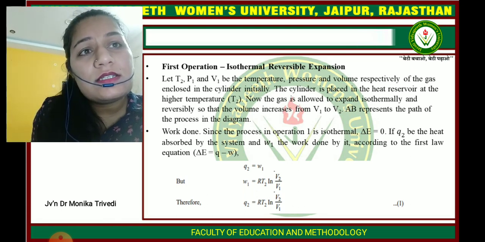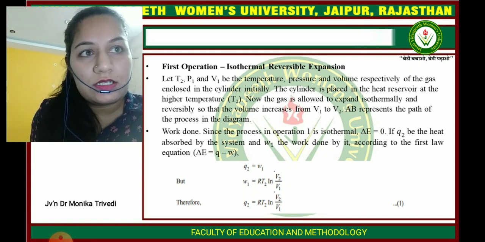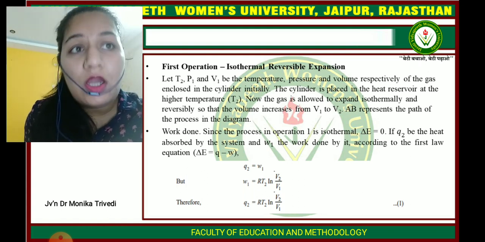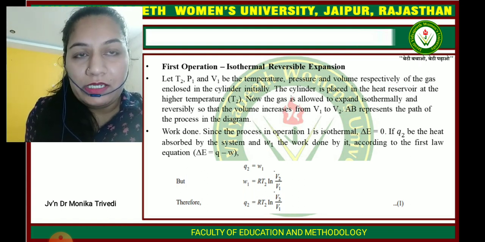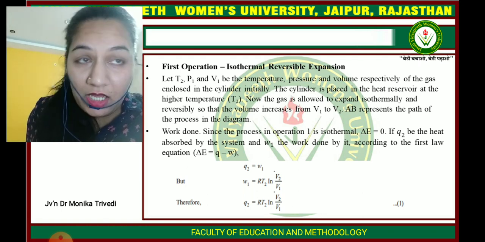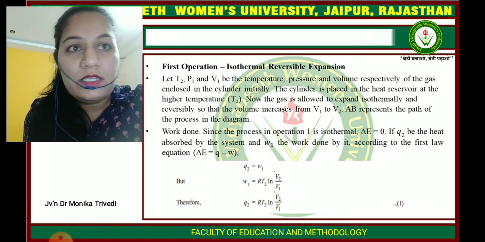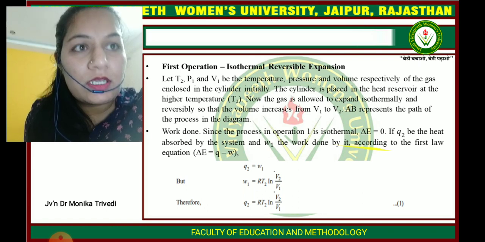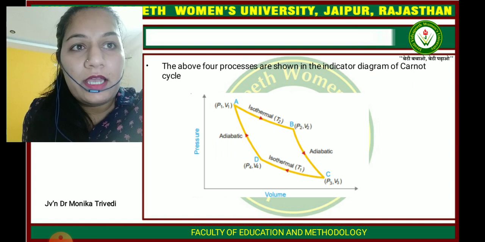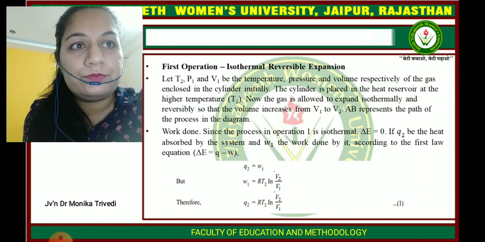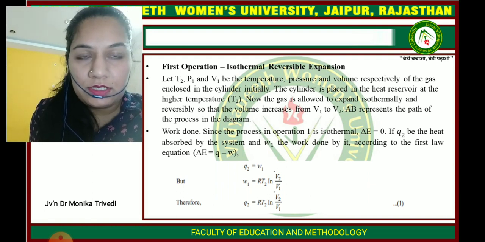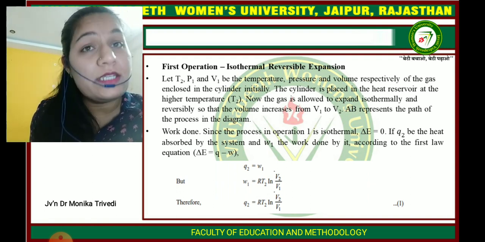This cylinder is placed in the heat reservoir at the high temperature T2. Now the gas is allowed to expand isothermally and reversibly so that the volume increases from V1 to V2, as shown in curve AB. The first curve is AB at the isothermal temperature T2. So AB represents the path of the process in the diagram. What is the work done at that time?